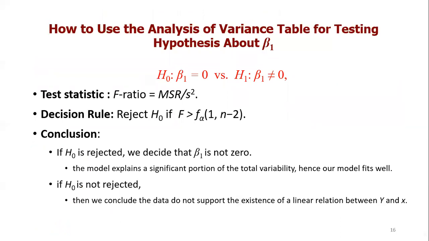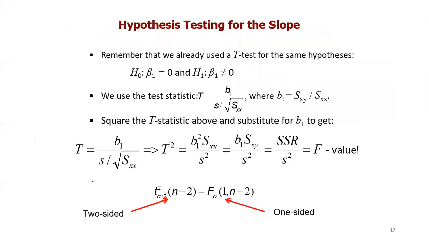This F ratio will be rejected if F is greater than the critical value of alpha with 1 and n minus 2 degrees of freedom. And we know what happens if H0 is rejected or not from the t-test before. As I said, we just use a t-test for the same hypothesis.